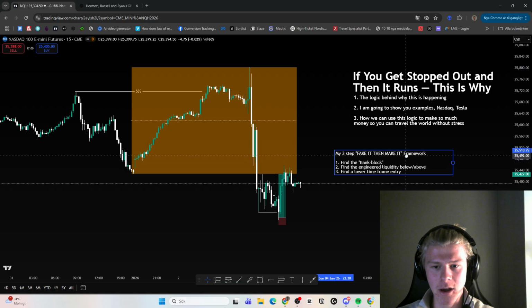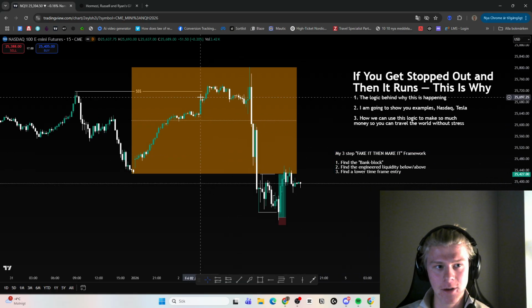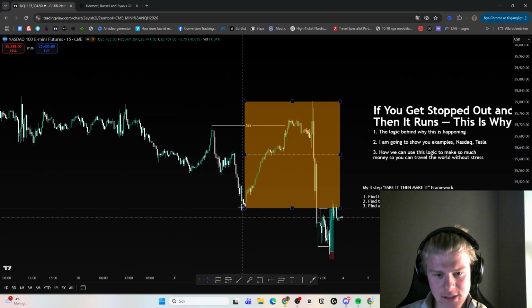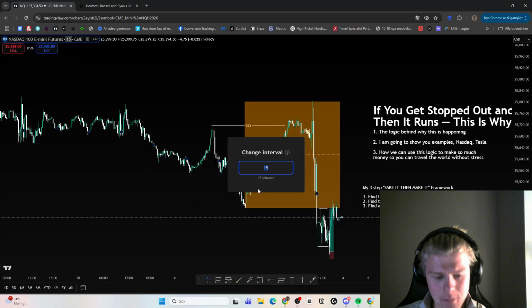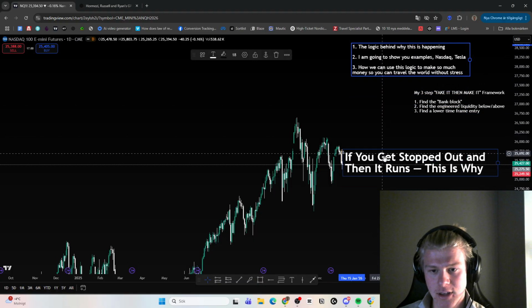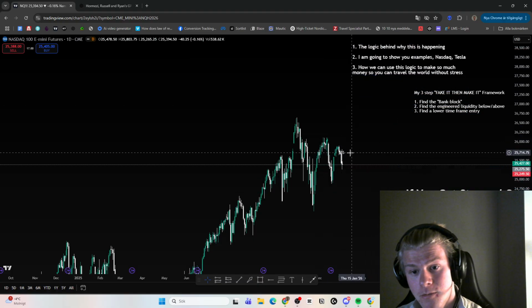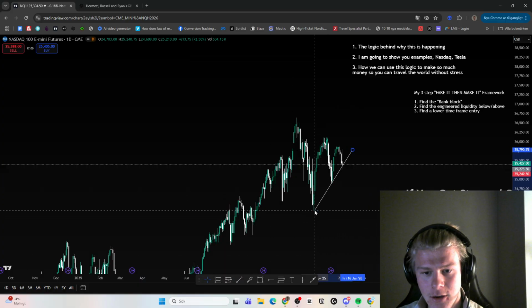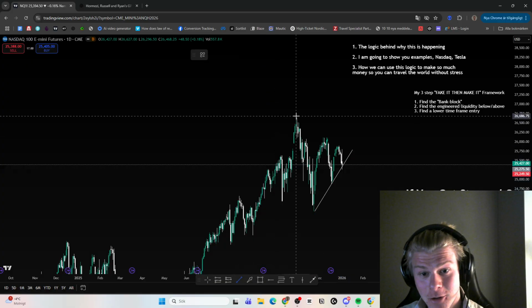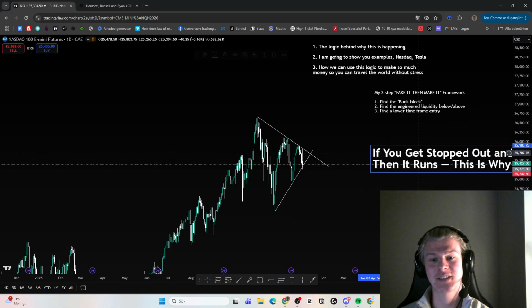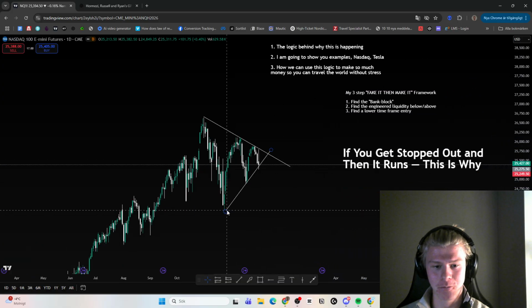So step one in my 3-step fake it then make it framework is find the bank block. In this instance, we start on the daily. We know our bias is likely bearish, as I called out in my We're Gonna Crash video this week. Why? Because we want to engineer some liquidity here. I'm going to show you in the future tense now how you're going to use this engineered liquidity framework.